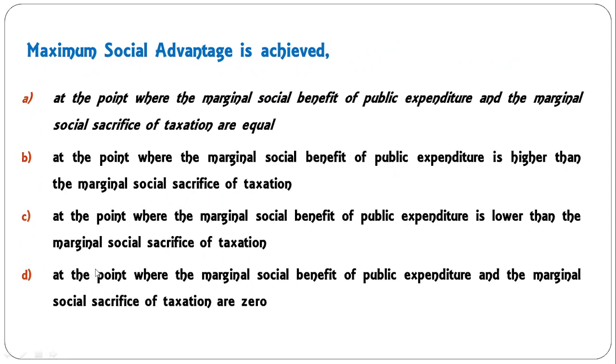Maximum social advantage is achieved at the point where marginal social benefit of public expenditure and the marginal social sacrifice of taxation are equal. That means when MSS is equal to MSB, marginal social benefit, at that point there will be maximum social advantage as given by Hugh Dalton. So correct answer is A. I'll show you with the help of a diagram how it is achieved.